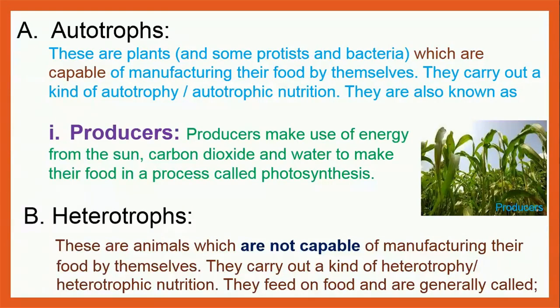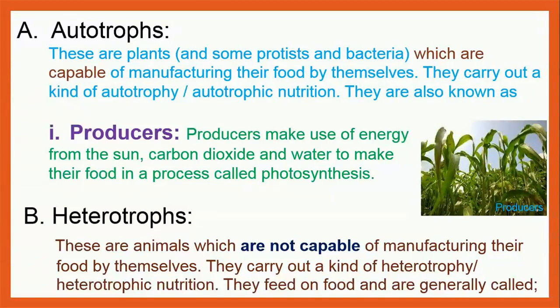Autotrophs are plants. Of course, some certain protists and bacteria can also belong into these categories. So, they are plants which are capable of manufacturing their food by themselves. They carry out a kind of autotrophy or autotrophic nutrition. They are also known as producers. So producers make use of energy from the sun. They make use of non-living things, carbon dioxide and water, to make their food in a process called photosynthesis. So we can say that autotrophs are plants, or we can call them producers. Now this is an image showing producers.